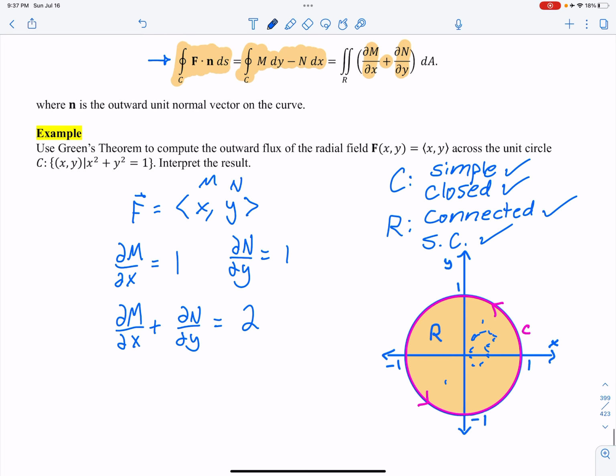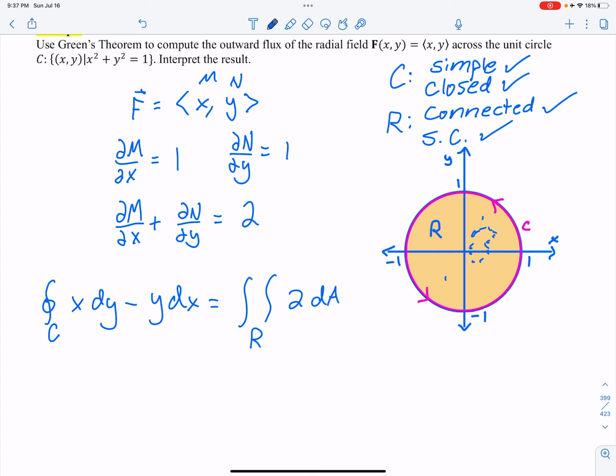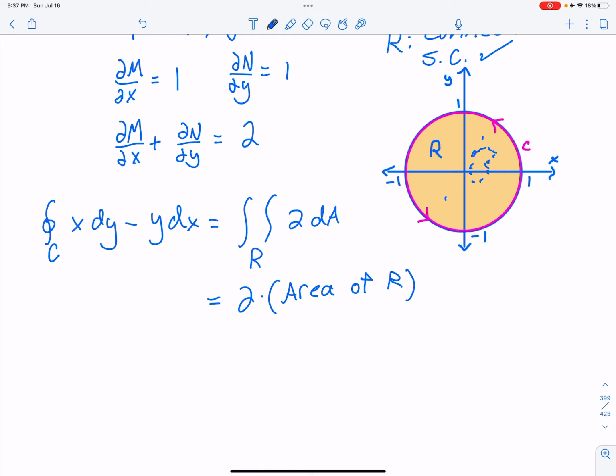So now we can actually take the integral. It's going to be the integral over path C of x dy minus y dx. And this is the same thing as the double integral over R of 2 dA. If we just understand what an integral means, this means 2 times the area of R. Well, R is a circle, so it's going to be 2 times the area of R. That's all that integral means.